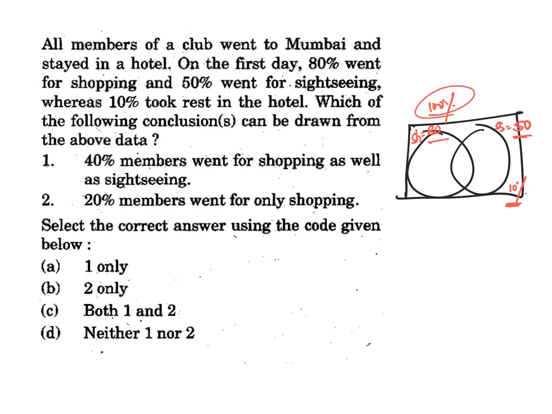But we only have 100%, which means 40% went for both together. So only 40% for shopping, only 10% for sightseeing. Now 40% members went for shopping as well as sightseeing, perfectly alright. Both is 40. 20% members went for only shopping? Only shopping is 40% but not 20%. So the answer is only 1.